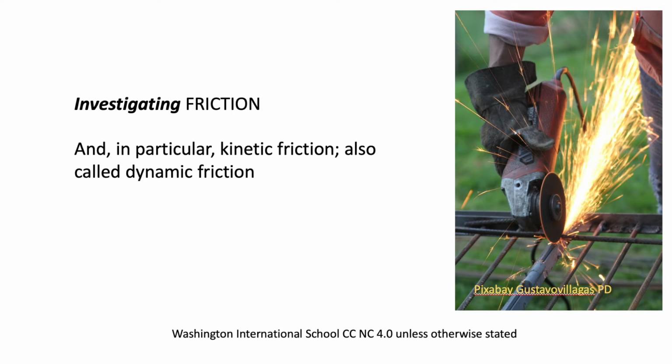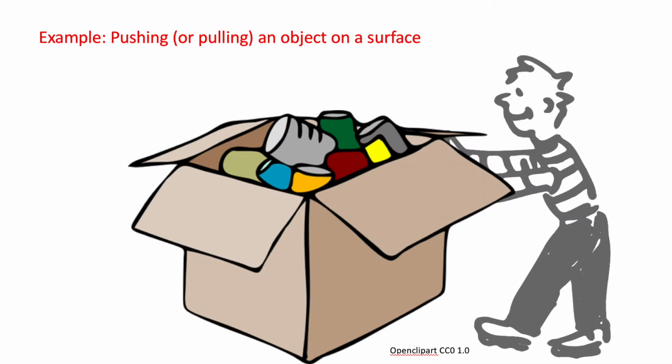We're going to investigate friction, in particular the moving part of friction, kinetic friction, also called dynamic friction. So where does friction occur? Examples: if you're pushing or pulling an object over a surface. And what happens where those two surfaces meet?